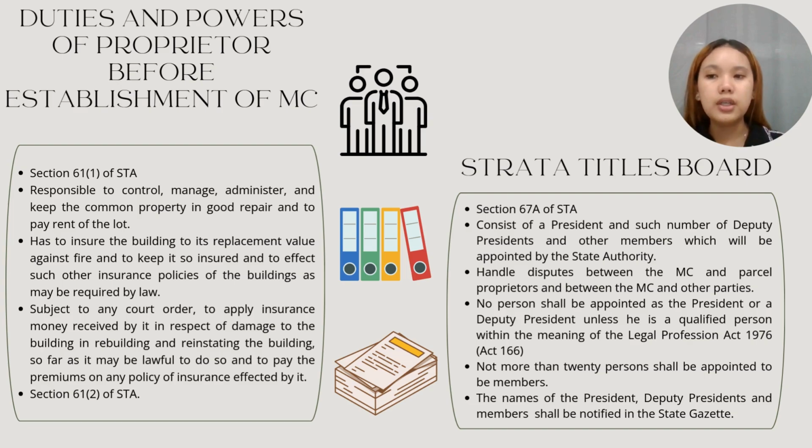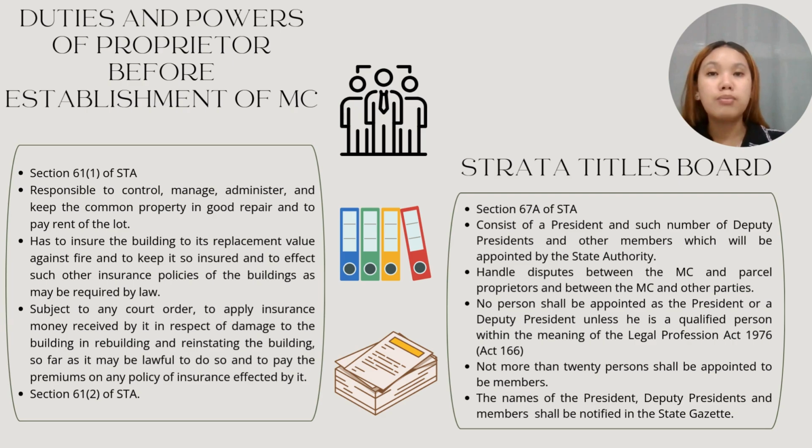Other than that, subject to any court order, to apply insurance money received by it in respect of damage of the building, in rebuilding and reinstating the building, so far as it may be lawful to do so, and to pay the premiums on any policy of insurance effected by it. Next, Section 61, Clause 2 of the STA also states that the original proprietor may purchase, hire, or acquire movable property for use by proprietors in connection with their enjoyment of the common property and can do all things that are necessary for the discharge of its duty.